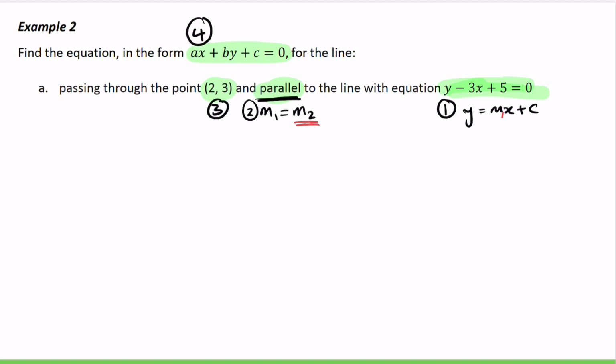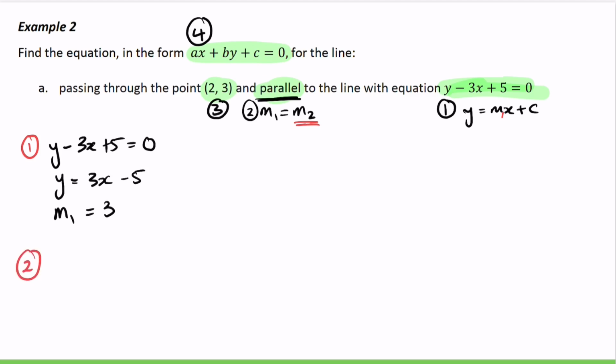So now I'm going to go ahead and follow these different points. The first thing, as we said, is to rearrange this equation here into y equals mx plus c to find the gradient. The original equation I have is y minus 3x plus 5 is equal to 0. I'm then going to take everything over to the other side. So this should be very easy. It's just 3x minus 5. So I can see that my original gradient is 3. And because the lines are parallel, that means that my second gradient is going to be 3 as well.